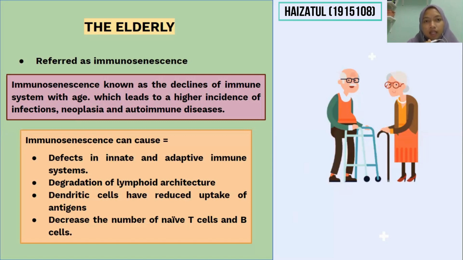On the other hand, the immunosuppressive phenomenon observed in the elderly has been referred to as immunosenescence. Immunosenescence is known as the decline of the immune system with age, which leads to a higher incidence of infection, neoplasia, and autoimmune diseases. Immunosenescence can cause defects in the innate and adaptive immune system, degradation of lymphoid architecture, reduced uptake of antigen by dendritic cells, and a decreased number of naive T cells and B cells.